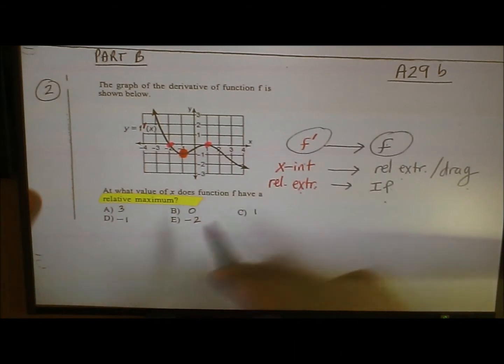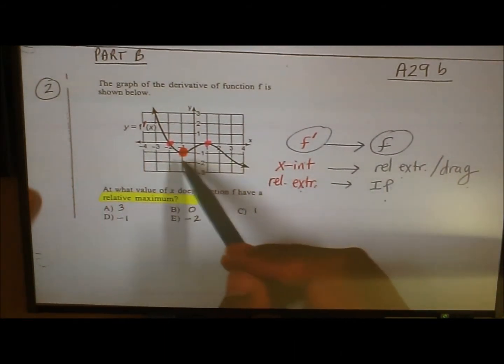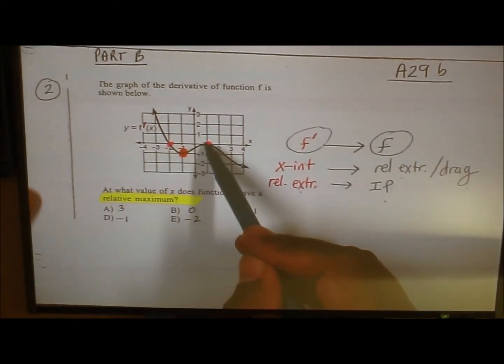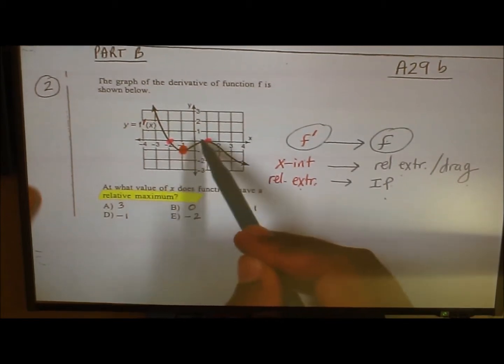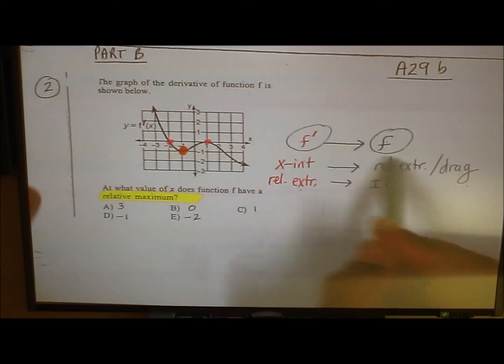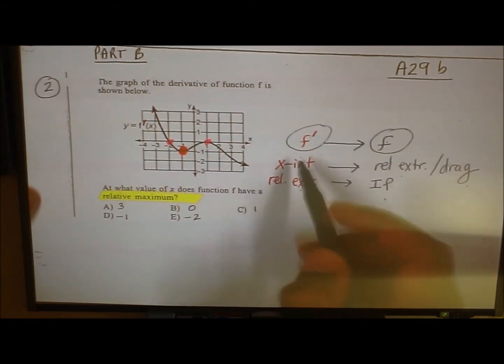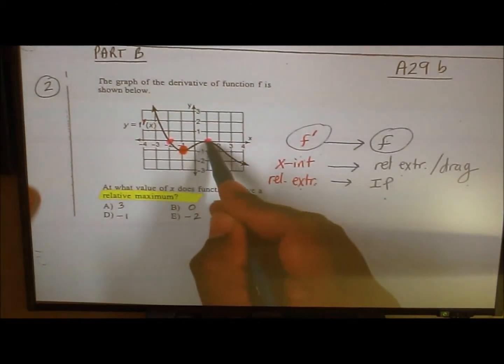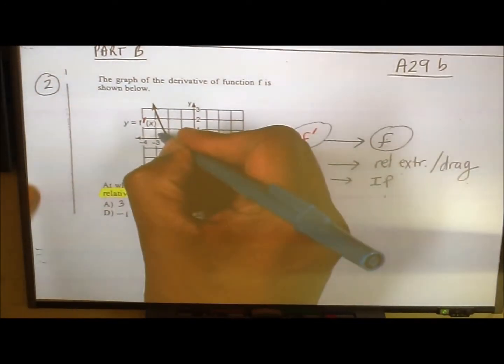a relative max? So which of these points do you need to focus on? The pink one or the orange one? Well, if you're looking for relative extrema, you're looking for x-intercepts. So you're focusing on these 2 points right here. So we look at them more carefully.